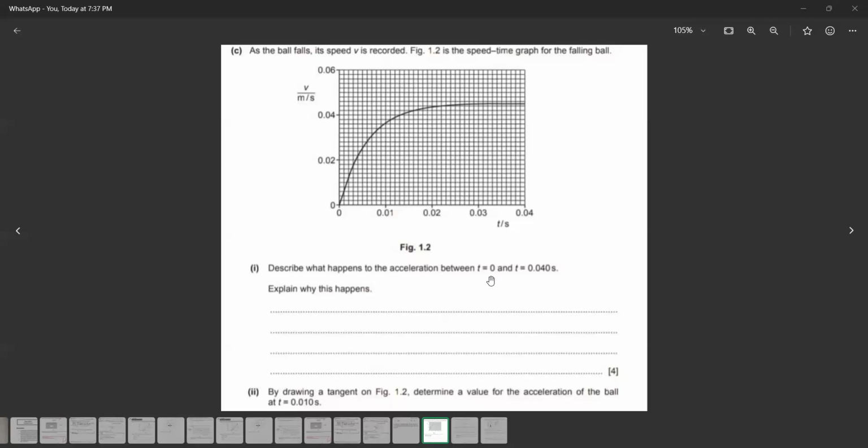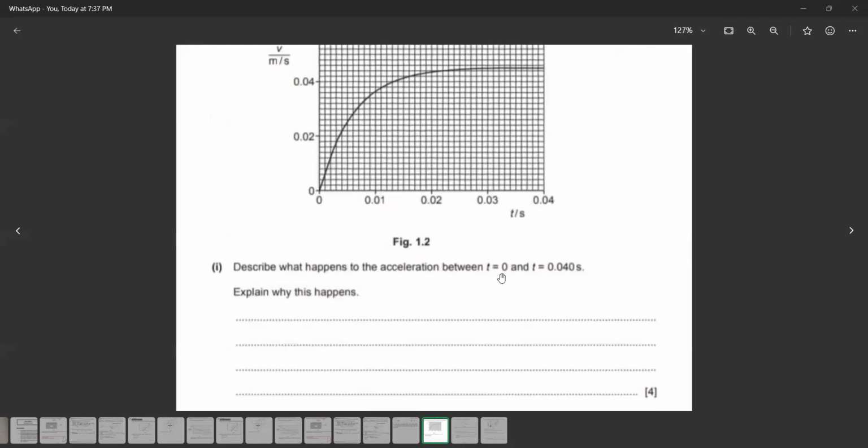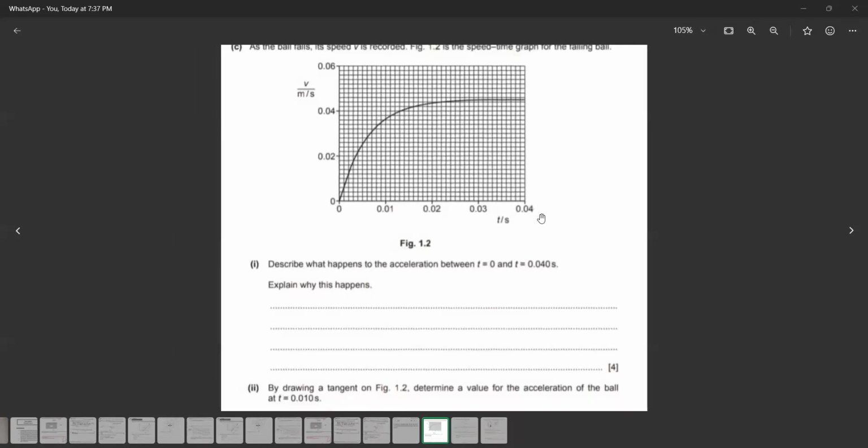Describe what happened to the acceleration. This is a doubt from 0 to 0.04. So what happened to acceleration in the beginning? The acceleration is constant at the beginning. Then what happened to acceleration? It decreases, and then there is no acceleration, or zero acceleration. So describe what happened to acceleration and explain why this happened.